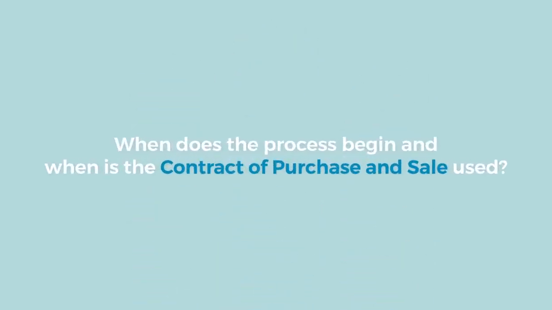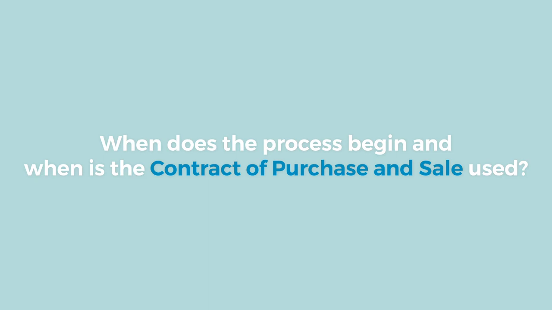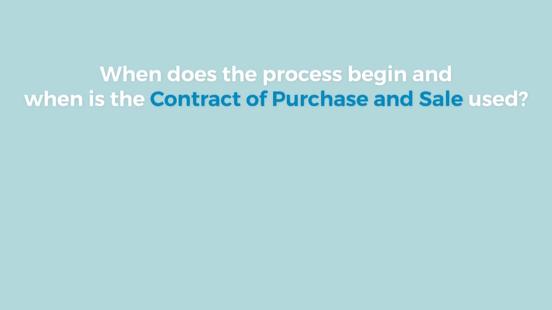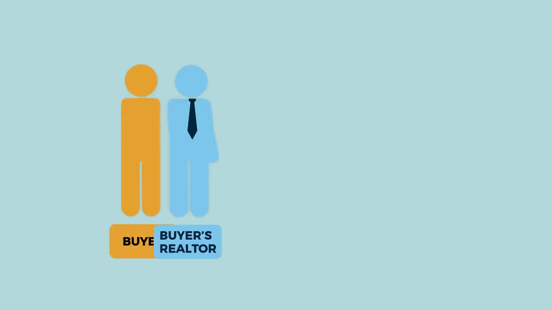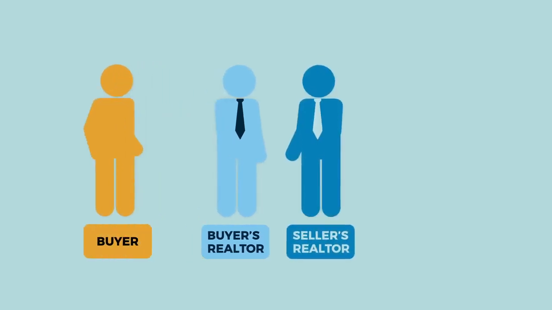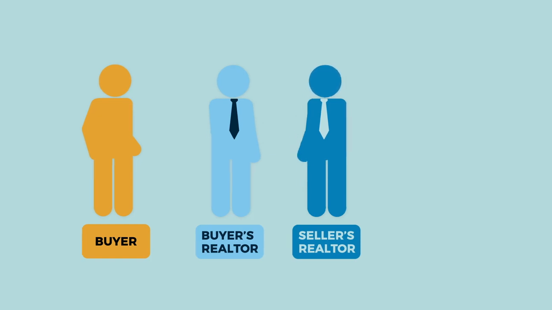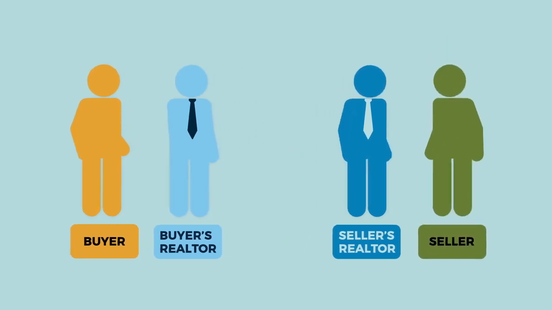When does the process begin, and when is the Contract of Purchase and Sale used? The process begins with negotiation of the contract terms, which typically starts when a buyer makes an offer to the seller to purchase the property. Usually, the buyer's realtor prepares an offer on behalf of the buyer using the Contract of Purchase and Sale, and once signed by the buyer, it is presented to the seller.